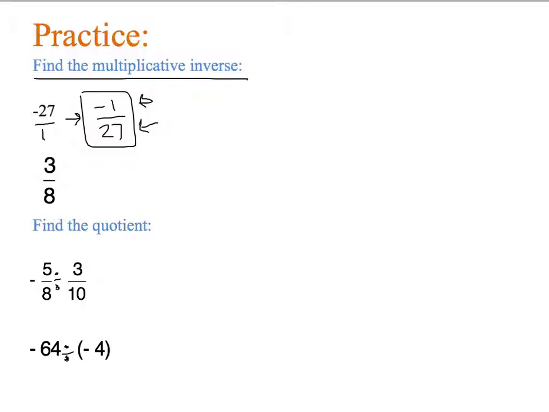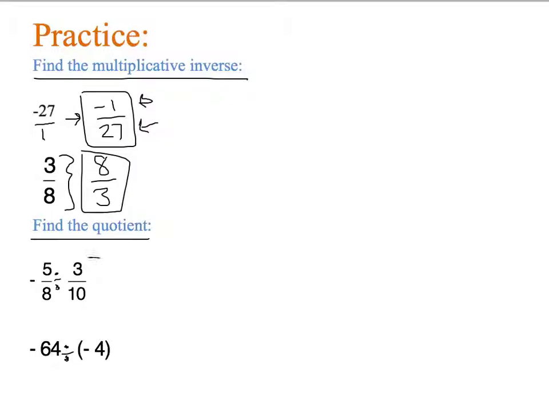You can only have one negative for a fraction in order for it to be negative. Our next example is to find the multiplicative inverse of 3/8. To flip that, you just get 8/3. Now the problems get more exciting. In the second part, we're instructed to find the quotient. The quotient is just the answer of a division problem, so it means you're dividing.